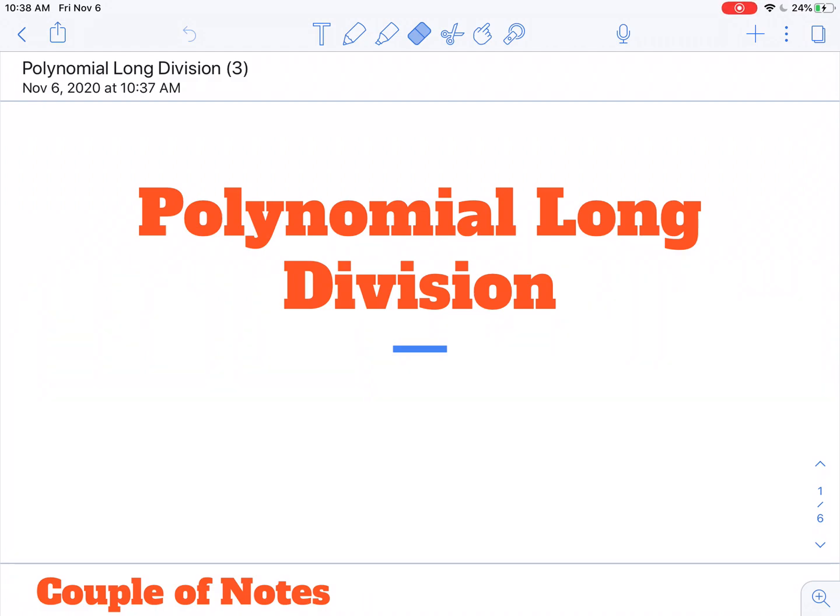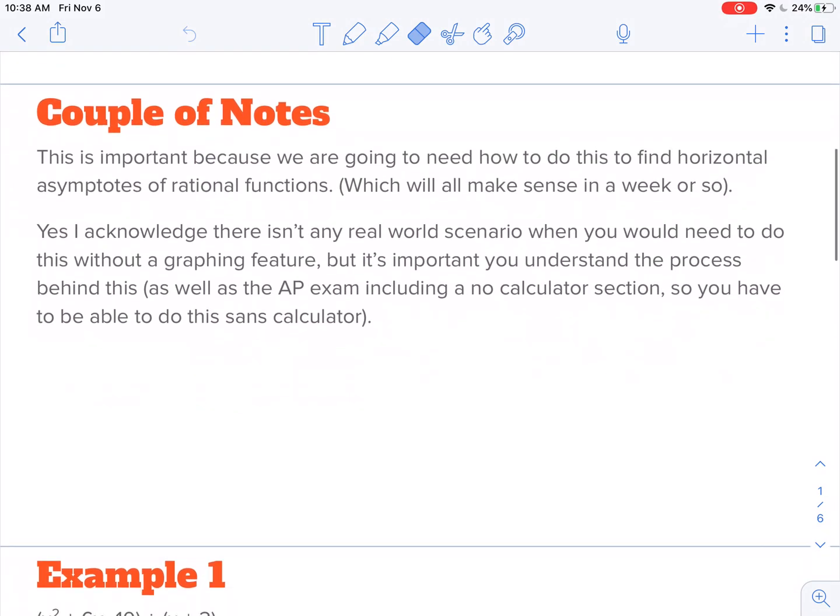These are the polynomial long division notes. So first I want to start off with a couple notes. This is very important because we're going to need to know how to do this to find horizontal asymptotes of rational functions. And this is going to make sense in about a week or so when we actually start looking at rational functions, when we start talking about horizontal asymptotes. So this is going to be a little bit down the line, but it's important that you know how to do it now. And it makes sense to do it right at the end of polynomials as opposed to doing it in the middle of rational functions.